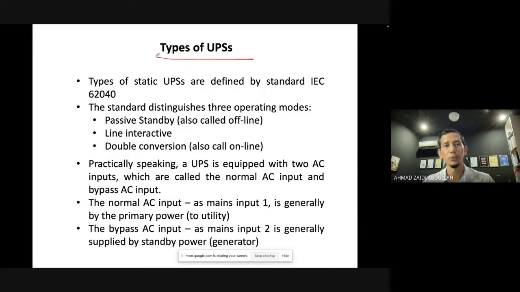So under UPS we have 3 types, under the standard IEC 62040. Number 1 is the offline system. Number 2 is interactive, and number 3 we call online, or in technical language we call it double conversion.